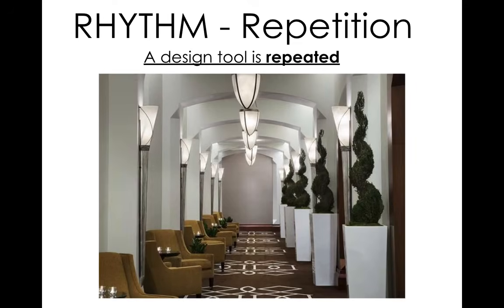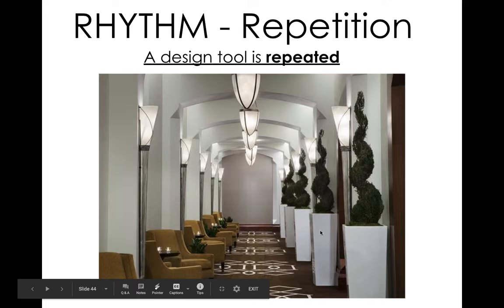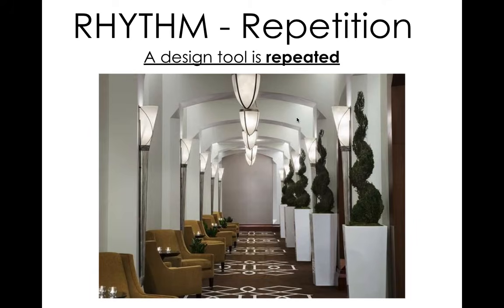This is an example of rhythm repetition. This is a design tool that is repeated. You can see that there are a lot of different design tools that are repeated here. You have the exact same lighting fixture, the same topiaries, the same armchair table combination with a plant. And then you even have the same motif on the carpet going all the way down the hallway. These archways are also an example of rhythm repetition.